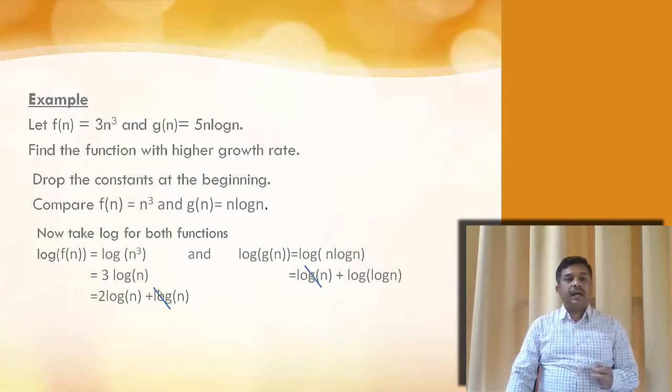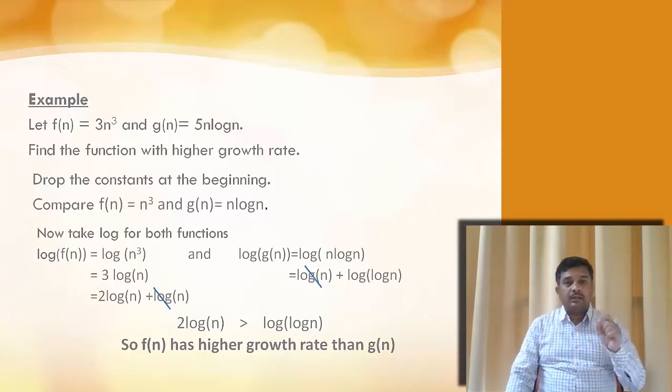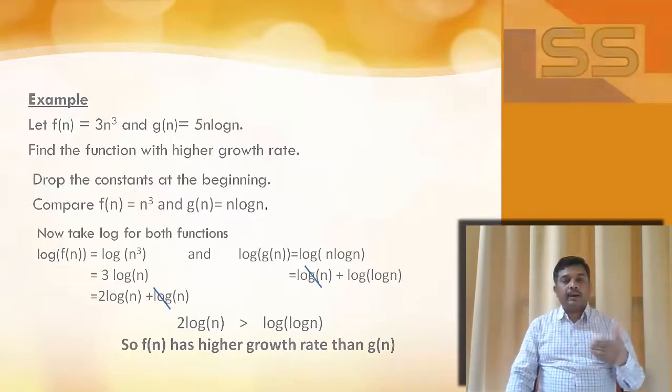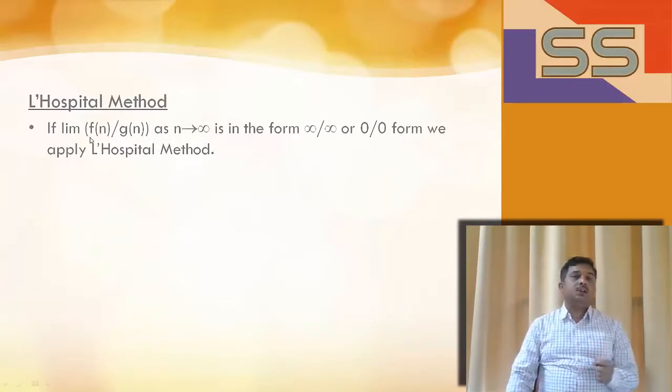So what we'll have, we can cancel out log n from both of them. So we need to compare 2 log n and log log n. So we know that 2 log n is greater than log log n. So that's why the f(n) function has a higher growth rate than g(n). Hope you understood this. If you have not understood, we'll do a few more examples. Keep watching this video.